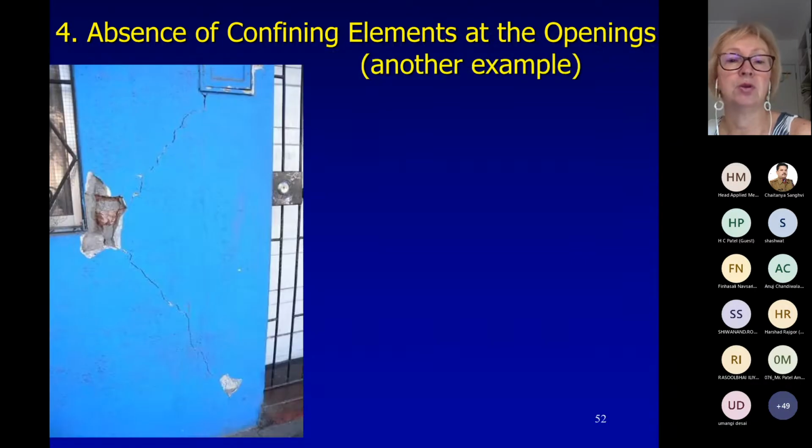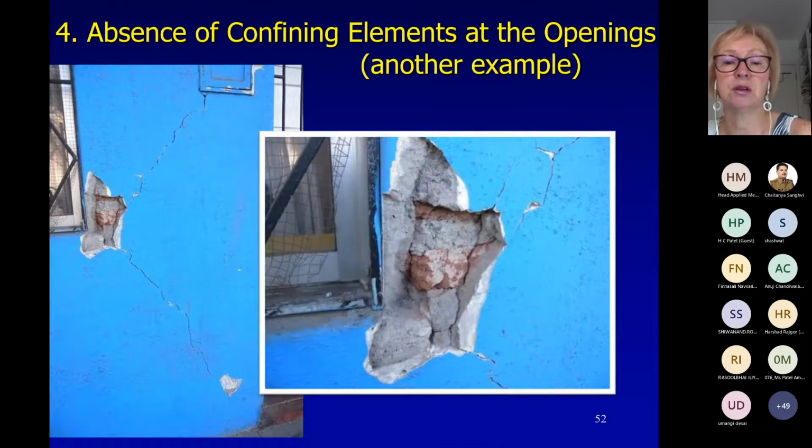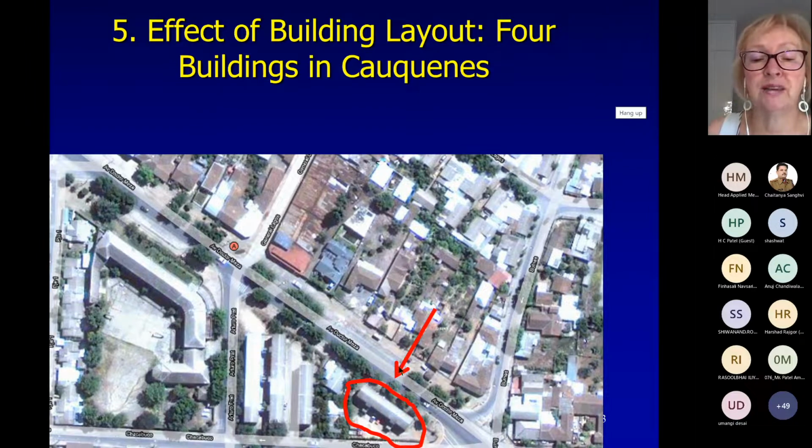So absence of confining elements at the openings, you have seen that already. There's no confinement. It can be clearly seen that there is no reinforced concrete at the opening. Now, the buildings in Kaukanes, the one that I've shown already, is circled here. That is very interesting. The one with red paint, which was heavily damaged, is circled here.